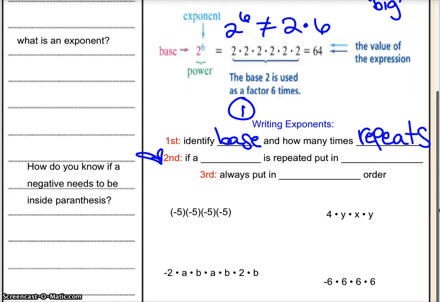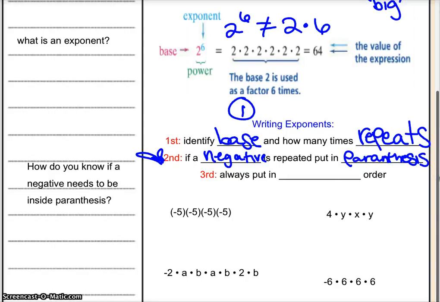Here is a doozy right there. That means it's very important. If a negative is repeated, you have to put it in parentheses. Have to. If a negative is repeated, you have to put it in parentheses because it means that it is part of that base. If you don't put it in parentheses, we just think it's like that -1 on the outside. So you have to show that it's a part of the base.